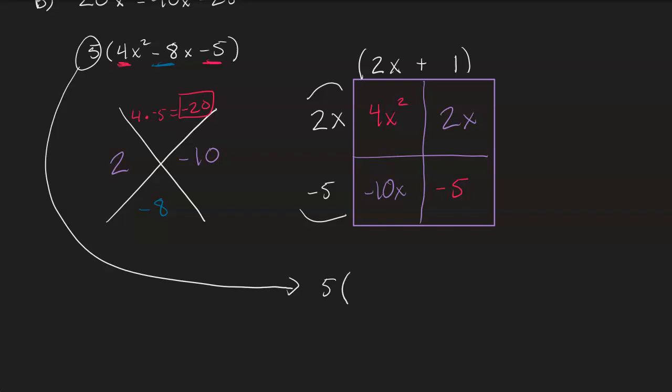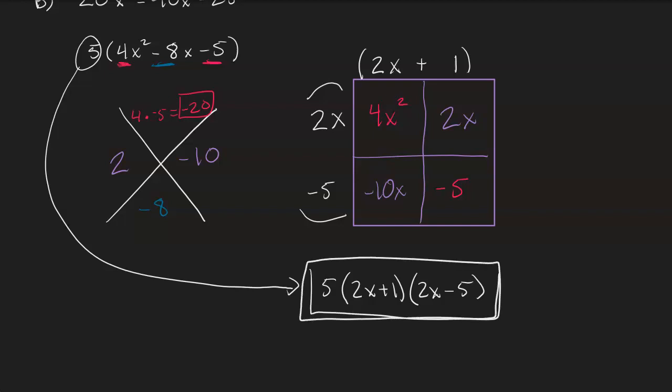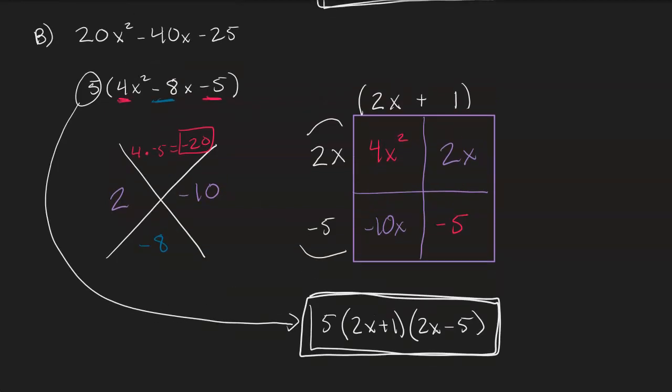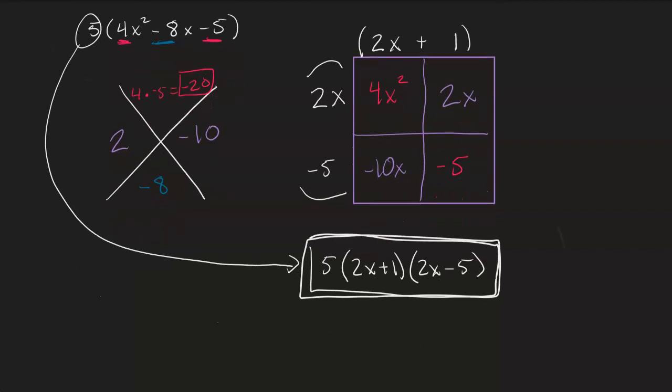And I can finish my quantity, and I can say 2x plus 1 times the quantity of 2x minus 5. I'm not going to set it equal to anything because the original expression didn't set it equal to anything. You didn't see any equal sign, so that's why it's just an expression. And this would be our factored expression.